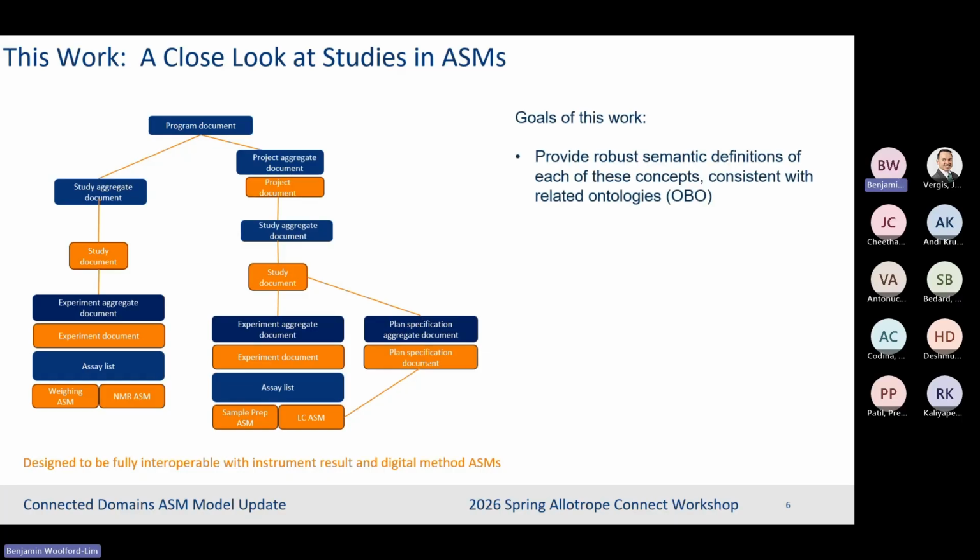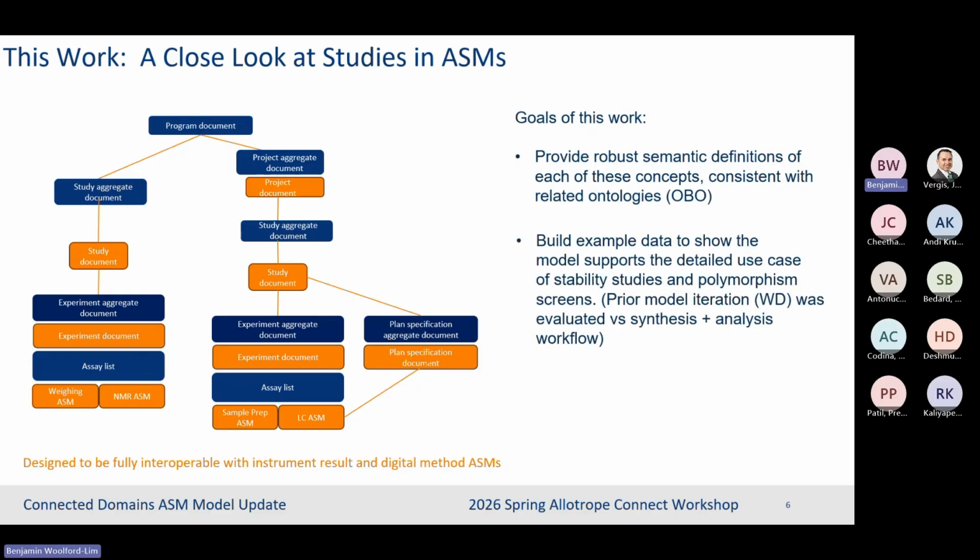So what was the goal of this work? The task that the product team was given was, can we provide robust semantic definitions of these concepts and the subcontexts that come out? And can we do this so that they're consistent with the ontologies that we've been working with all along?